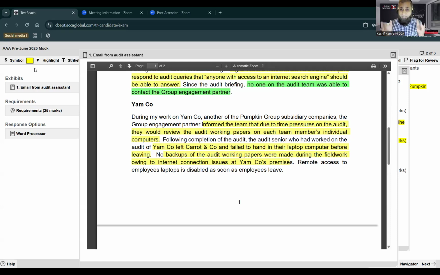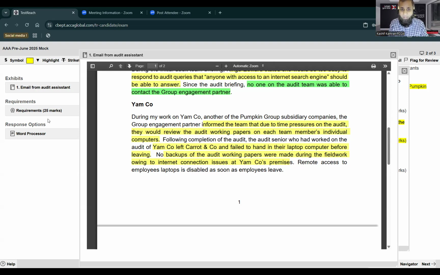And more importantly, the senior has left. Look at the working papers he must be having, the working papers of the risky area, and now you have no evidence. Now you have no sufficient appropriate evidence on those risky areas. What will you do? Because he has left and you have no backups.